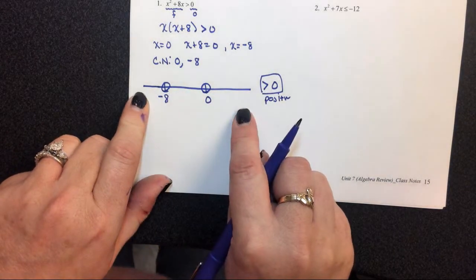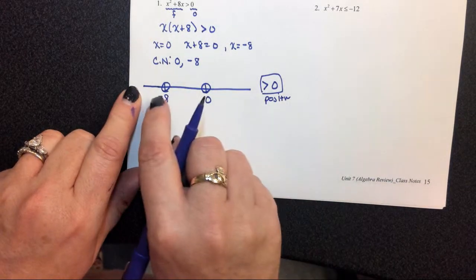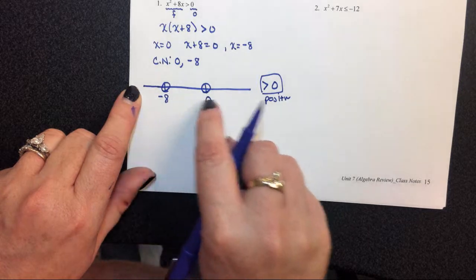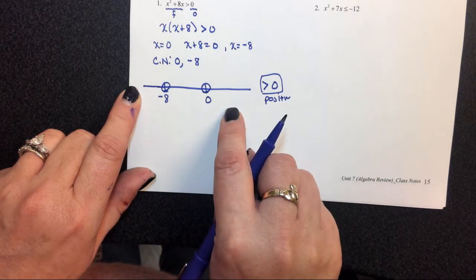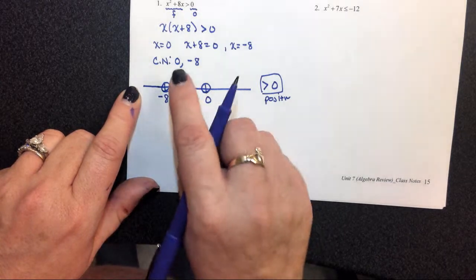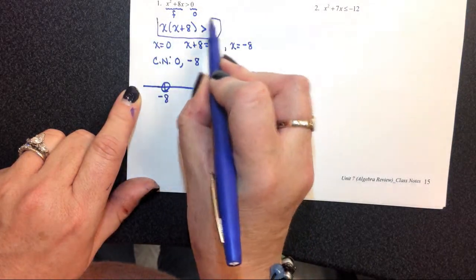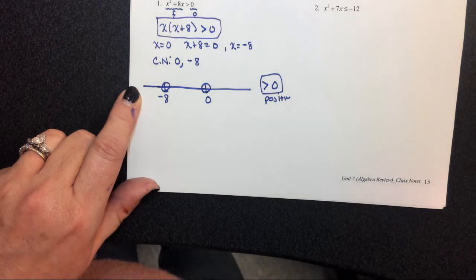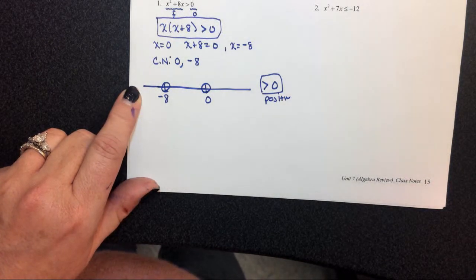So when I go to do my number line test, I'm going to pick a number. You see how when I plotted my two critical numbers, I've divided my number line into 3 intervals. I'm going to pick a number in each interval and plug it into my factored form. All I need to know is what's happening in the interval. Are all my numbers positive or are all my numbers negative?